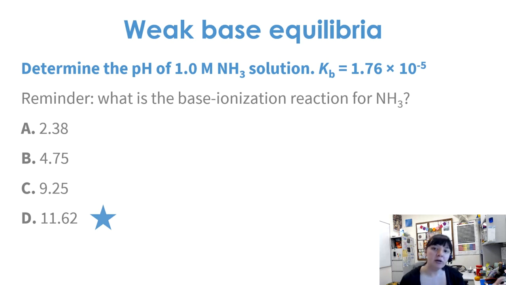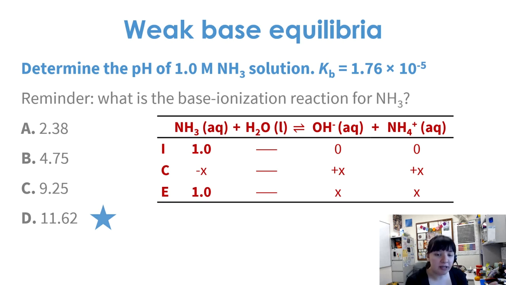Now to show exactly how we get to that point, we're going to start by looking at the base ionization or base dissociation reaction for ammonia. As a general rule, bases have the following format for their reactions. We have our base reacting with water to form hydroxide as well as the conjugate acid of the base. So that's shown right here at the top of my ice table. I have NH3 plus H2O producing OH minus and NH4 plus.